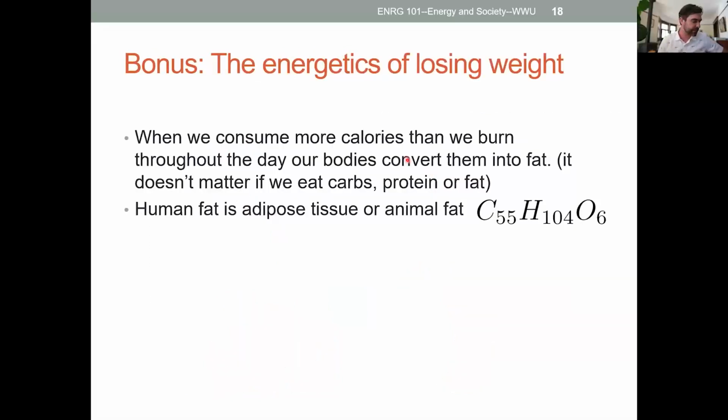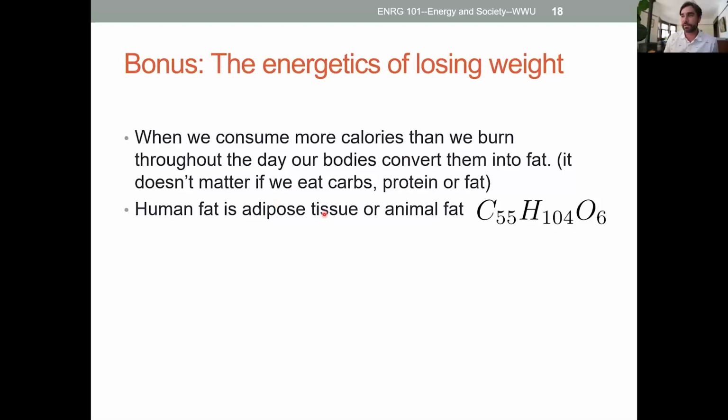Okay, last slide. Energetics of losing weight. If you're concerned with these topics, when we consume more calories than we burn throughout the day, our bodies convert that into fat. This is an amazing adaptation of evolution. It allows us humans to not eat for like 30 days. So it's this incredible adaptation we evolved with during times of scarcity 10,000 years ago. It's a problem now because we don't have scarcity.